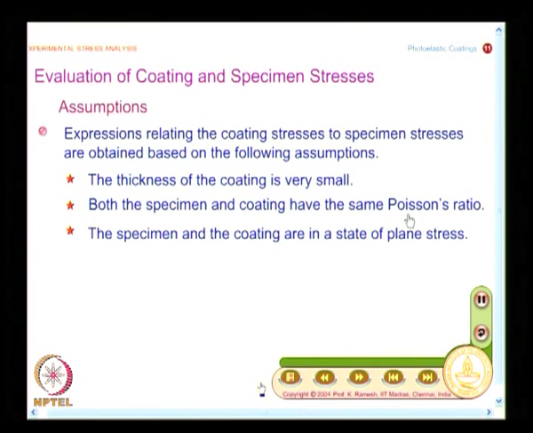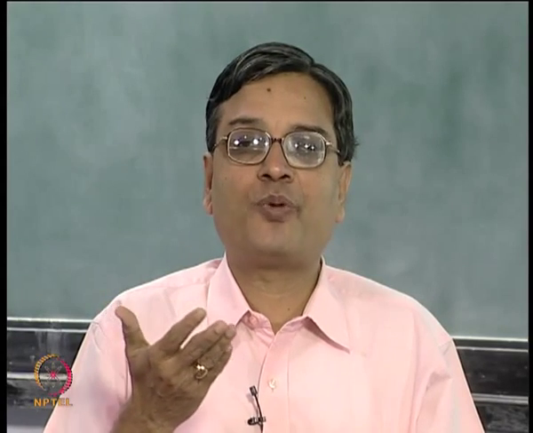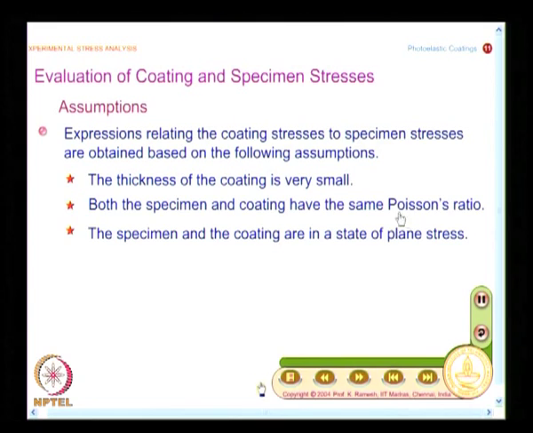And you know polycarbonate material property we saw, it has a Poisson ratio of 0.28, and many metallic materials have 0.25, 0.26, so this is much closer, and polycarbonate is a very popular coating material in photoelastic coating also. So, the second assumption also can be reasonably satisfied. The third assumption is the specimen and the coating are in a state of plane stress, that also can be easily satisfied, it is not a difficulty.